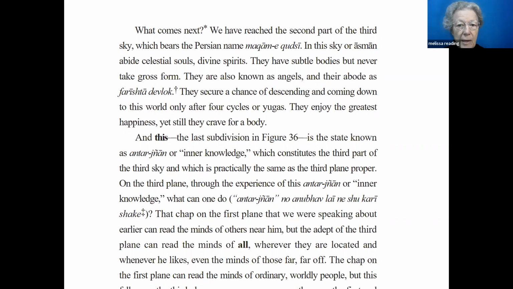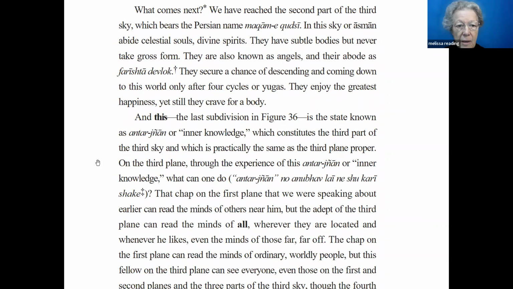We have reached the second part of the third sky, which bears the Persian name Nukam-i Kudsi. In this sky, or Asman, abide celestial souls, divine spirits. They have subtle bodies, but never take gross form. They are also known as angels, and their abode as, help me.